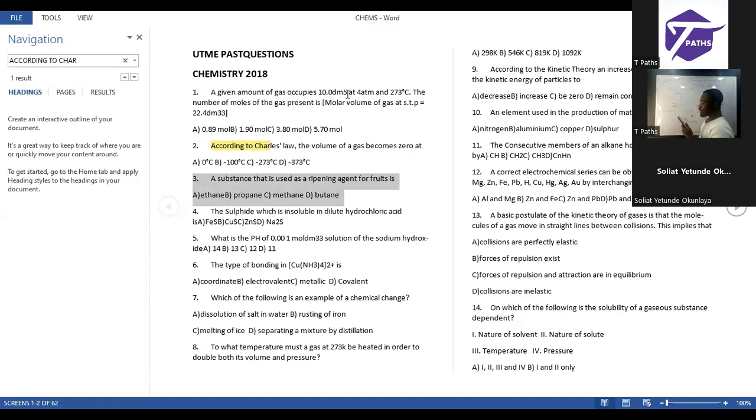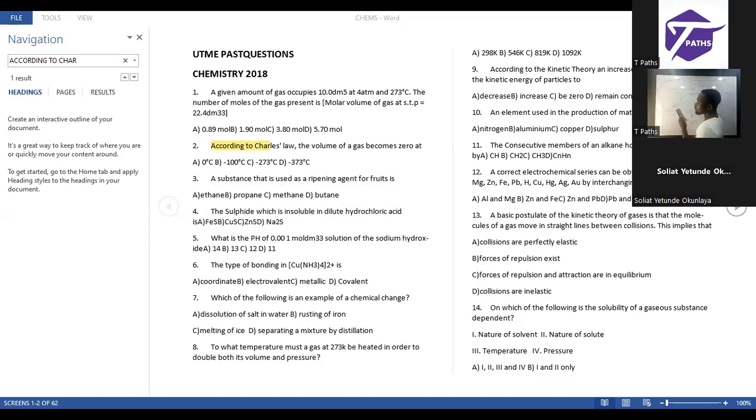The next question: a substance that is used in ripening of fruit is dash. Now, the correct answer in that question is ethene. Ethene is what is used in ripening of fruit, not ethane, and not propane, and not methane, and not butane. The correct answer there is ethene. Okay? Now, let's go. Question 4. Now, this is just a use of alkene. When you read your alkanes, your organic chemistry, you see that ethene is used in ripening of what? It's used in ripening of fruit.